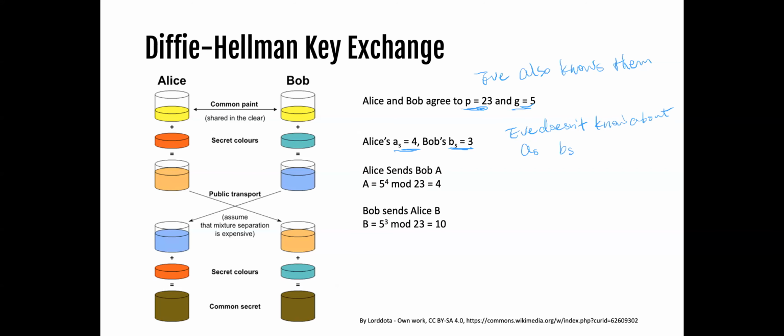This is the way that Alice and Bob are going to encapsulate their secret part and send it to the other person. Alice will do 5 to the 4, meaning G to the AS modulo P. You see that this is quite similar to RSA, as they both use exponential numbers. So Alice will calculate G to the AS modulo P, which is equal to 4, and Alice will send this value of 4 to Bob. Similarly, Bob will calculate G to the BS modulo P and send that to Alice. When they exchange this information, Eve knows both.